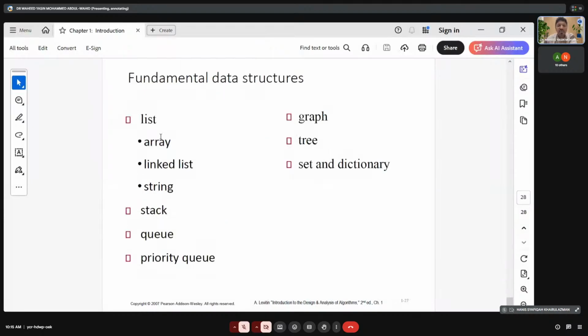Okay, data structures: we have the list, array, linked list, string, stack, queue, priority queue, graph, tree, set and dictionary. This is the structure of the data. This is the first chapter that we had here.